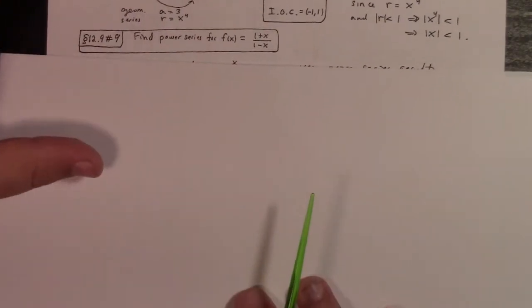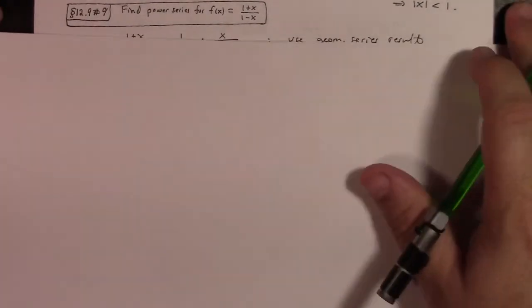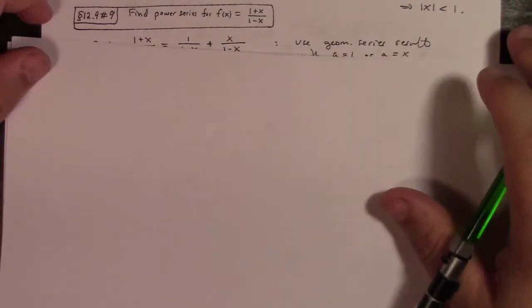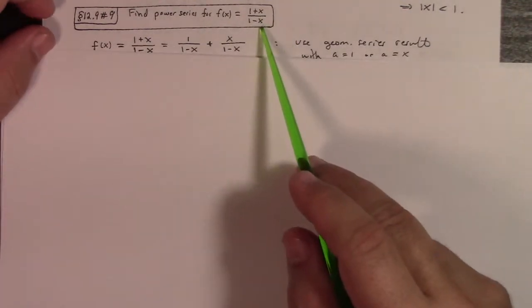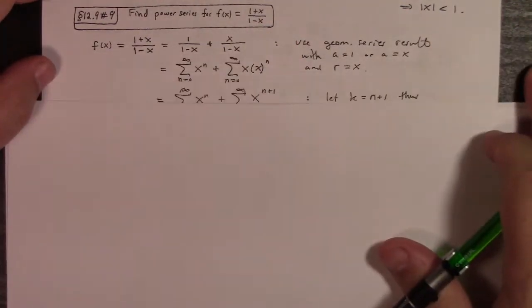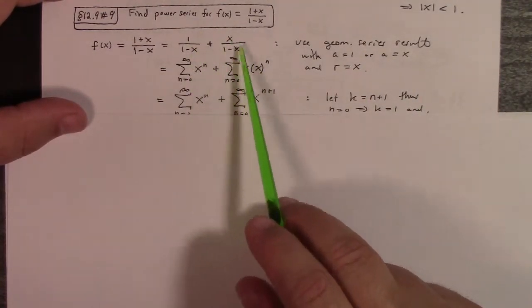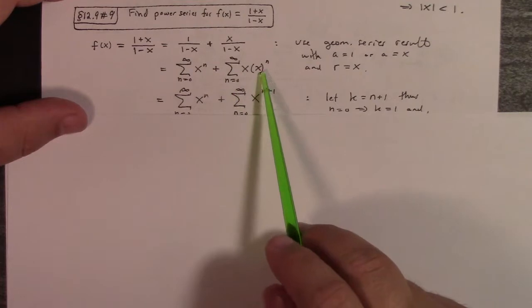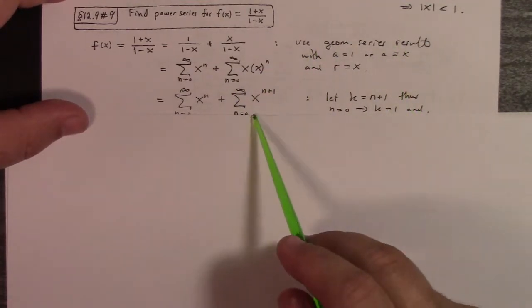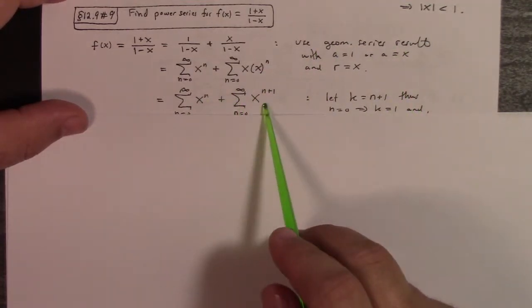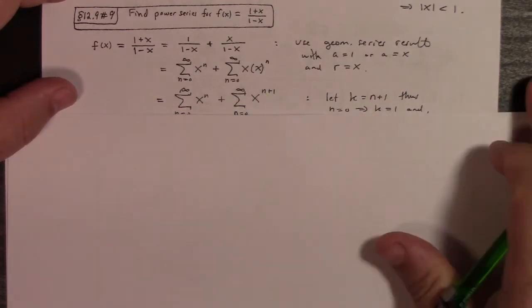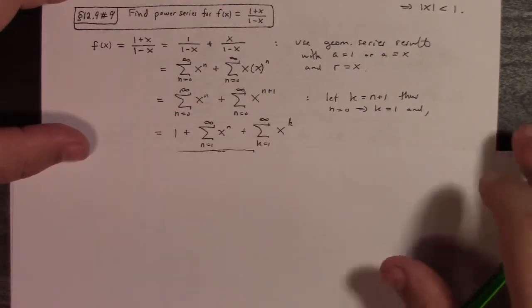Next up, find the power series for f of x equals 1 plus x over 1 minus x. Now this one we just break up into 2 pieces, and we use the geometric series result on each piece separately, which gives us x to the n and x times x to the n, plus 1. And then when you have something like this, you want to clean it up, all right? So we can combine these series by making a substitution.